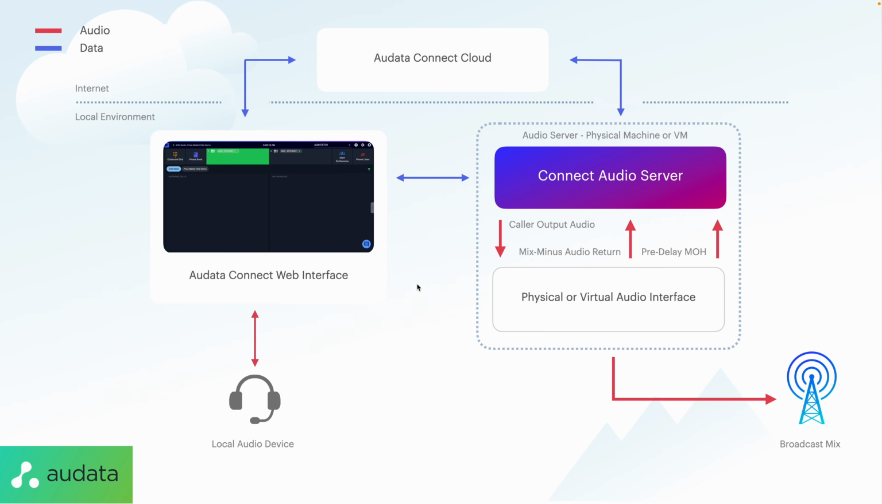But this means, for example, you could have a situation where a producer could be working from home if they wanted to, and they can have a USB headset with just their Google Chrome browser open with Audata Connect in the web, and they can answer and screen calls. Then they can answer the call from their web browser via the audio server so that it goes on air or it's picked up in the studio or whatever.